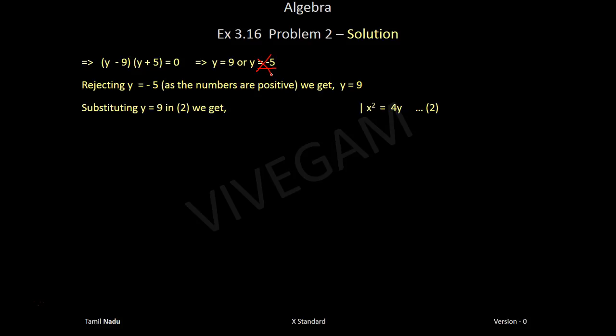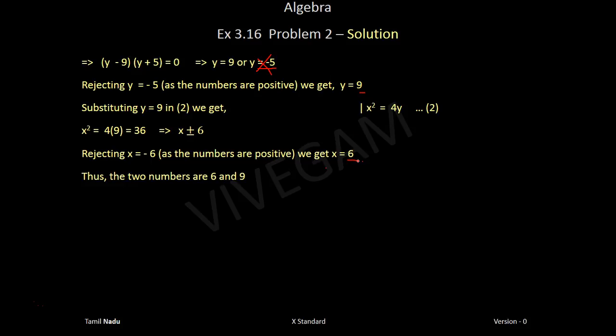Next, substitute y equal to 9 in equation 2. What is equation 2? x square equal to 4y. Then x square will become 4 into 9, that is 36. So x will be equal to plus or minus 6. Again, reject the negative value because the number is positive. So x is equal to 6. So the numbers are 6 and 9. Correct? The two numbers are 6 and 9.